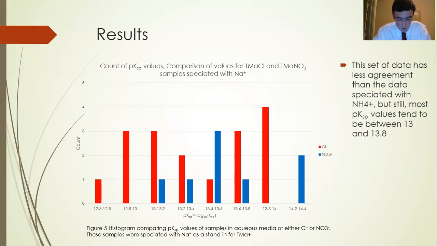This histogram is for synthetic samples with aqueous media of chloride or nitrate that were speciated with sodium instead of ammonium. Again, there are the same axes as the previous graph, and the same bin sizes as well. The agreement is not as good with this plot, but most pKsp values still fall between about 13 and 13.8.